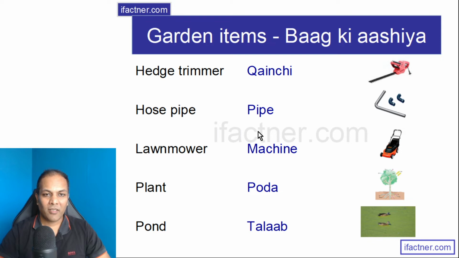Hose pipe is pipe. Lawnmower is घास काटने की मशीन. Plant is पौधा. Pond is तालाब.